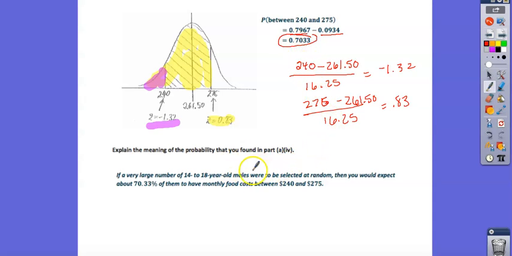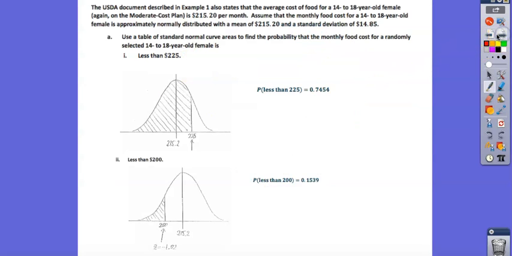Okay, now if you want to explain the meaning of the probability that you found right there: if a very large number were to be selected at random, then you would expect about 70% of them to have monthly food costs between $2.40 and $2.75, because there's my probability. Okay, let's try another one.